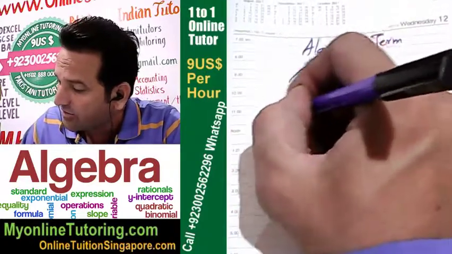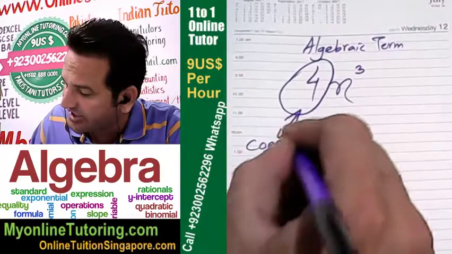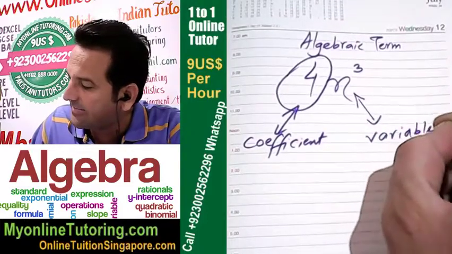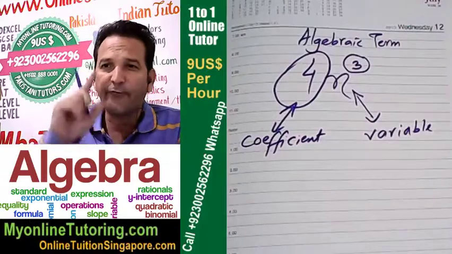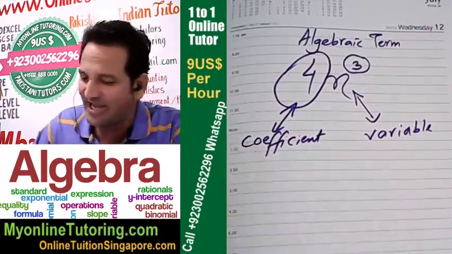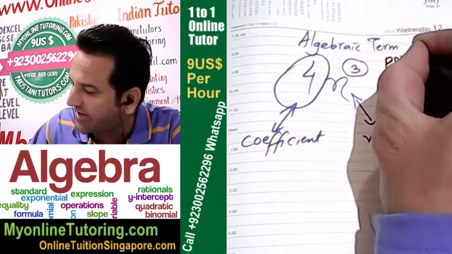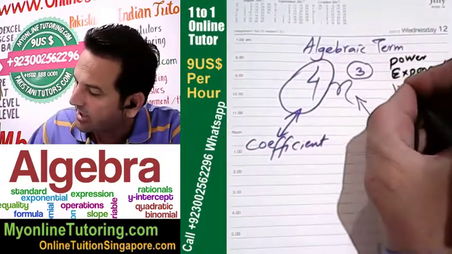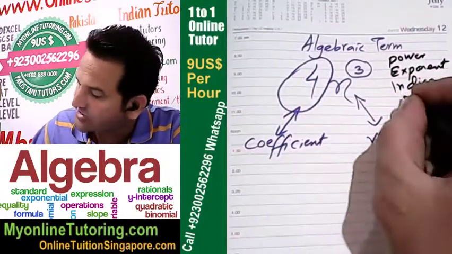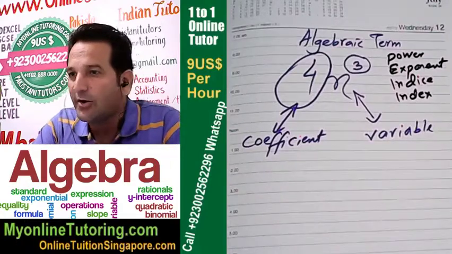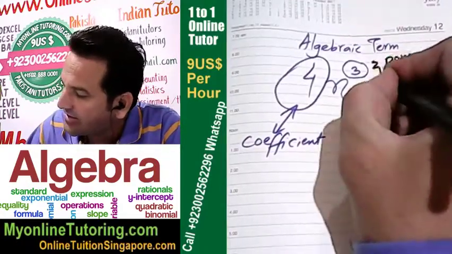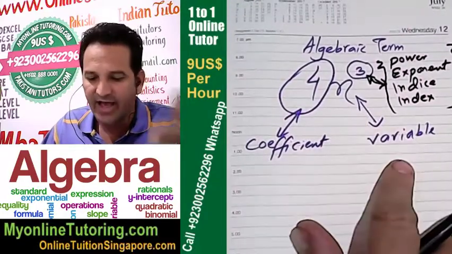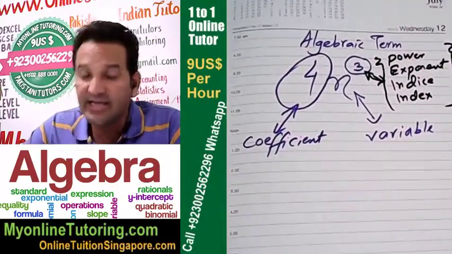So this 4 is known as the coefficient. This n is known as a variable, and this 3 has 4 different names. The first one, sometimes people call it the power, sometimes people call it exponent. This can also be called the indice, or this is also called the index. So this 3 can be known as power, exponent, indice, or index. 4 is the coefficient, n is the variable. So this is the algebraic term.